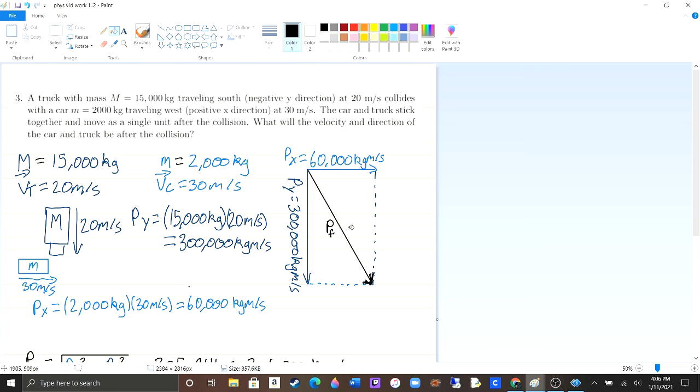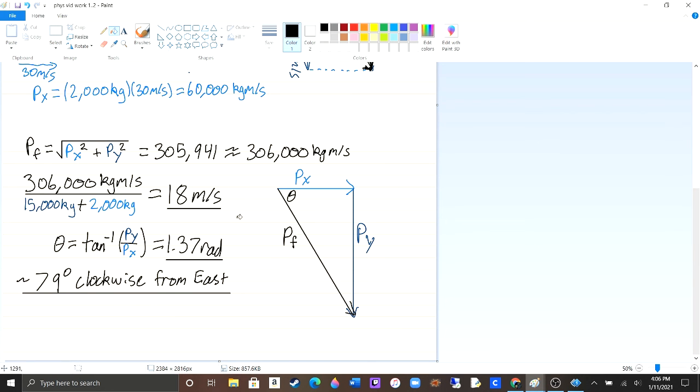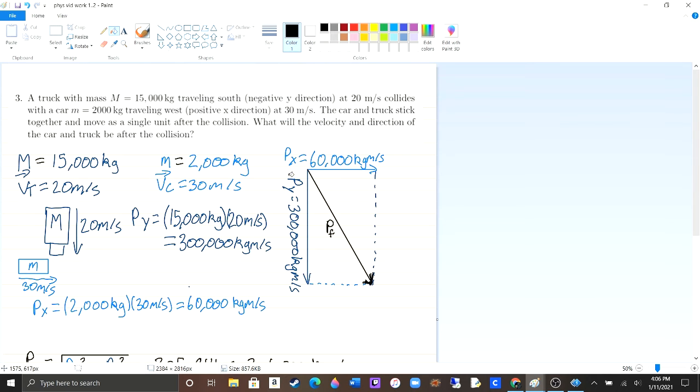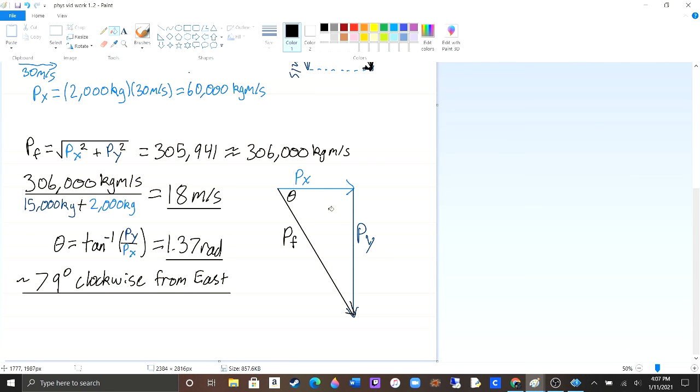And that is really all there is to it. Just make sure, if you had this problem, or I guess you would have already done it, that you're not just stating the momentum and that you divide by the masses together to get their velocity. So that is how you do problem 3. I hope this was clear, and thank you.